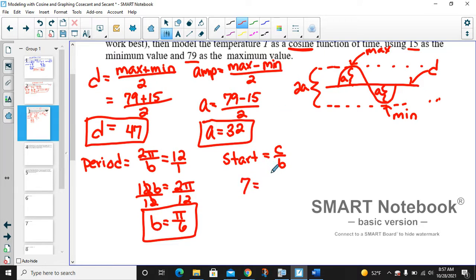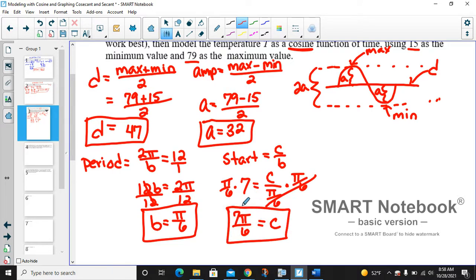Then of course that is equal to c over b. Our b we just found to be pi over 6. If I'm trying to solve for c here, all I have to do is multiply both sides by pi over 6. So those will cancel, leaving me with just c. And of course, 7 times pi over 6 is simply 7 pi over 6. So there is our c.